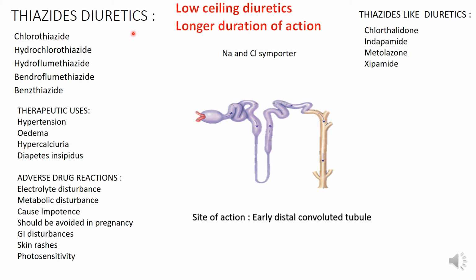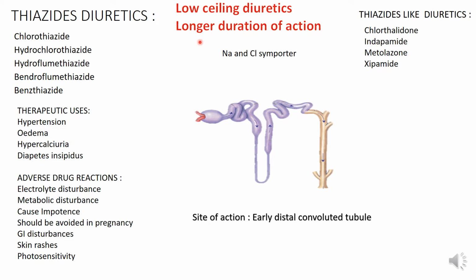So the first thing to keep in mind is that they are low ceiling diuretics and they have a longer duration of action. We studied the loop diuretics in our previous video, and there we studied that the loop diuretics are high ceiling diuretics and they have a shorter duration of action, especially furosemide. They are rapidly absorbed through the GIT tract and rapidly excreted in urine within 2 to 4 hours.